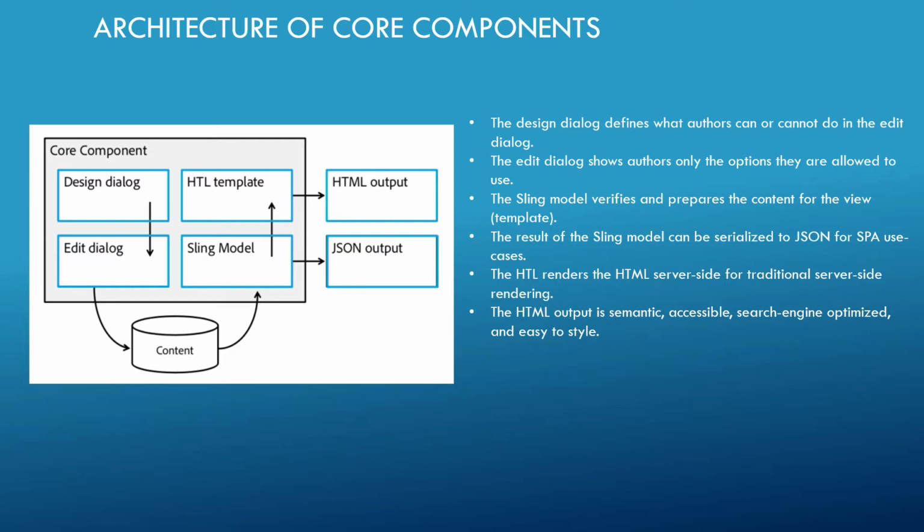Also, the result of the Sling model can be serialized to JSON for SPA use. We already discussed that. It's already SPA ready. It means that every Sling model's data can be serialized to JSON through the exporters, so the client-side rendering frameworks can use that. The HTML renders server side for traditional server-side rendering.